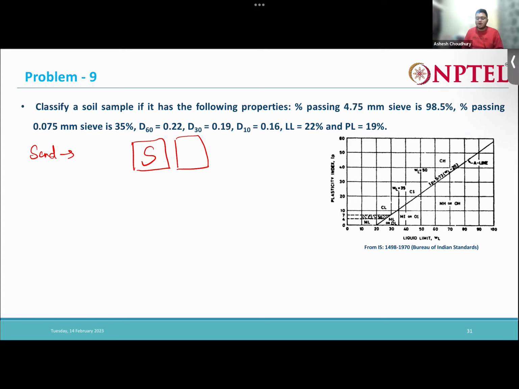It is sand because the percentage passing through the 4.75 mm sieve is 98.5%. Okay, so that is sand. It is not gravel, because most of the soil is passing through 4.75 mm. So our soil is sand. Correct. Now you need to find out the second part.